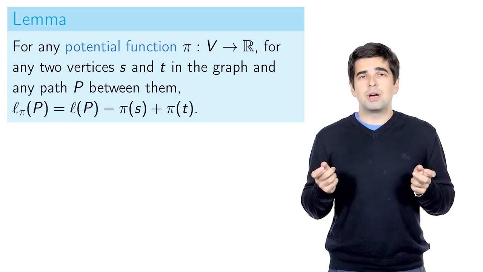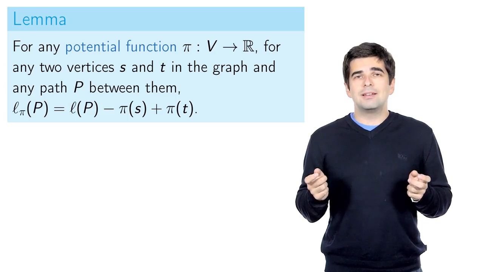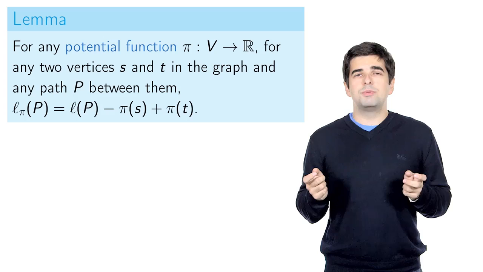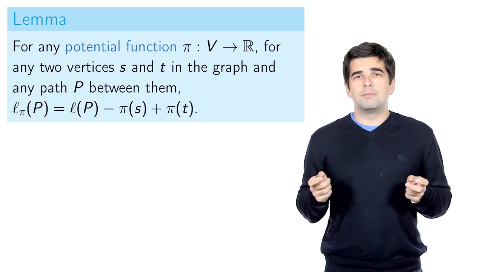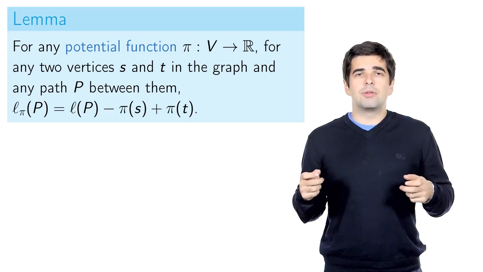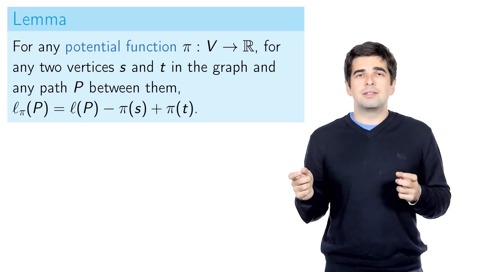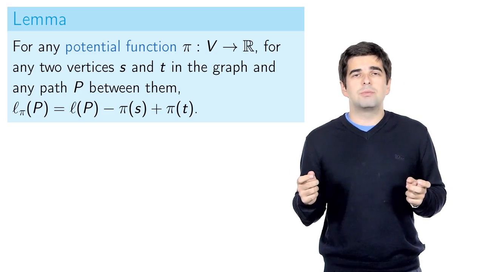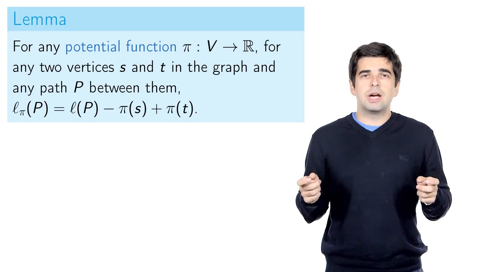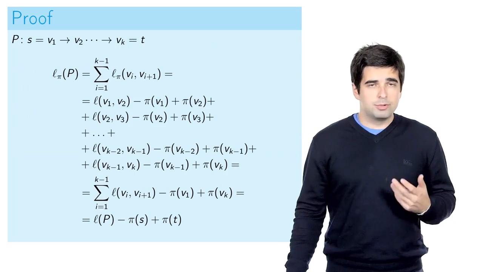And so if some path was the shortest path between s and t, then it will stay the shortest path between s and t in the new graph, because all the paths just add a constant to their length, and so the paths which were shorter than others stay shorter than others. And the same goes vice versa. If the path was shortest in the new graph, it was also shortest in the initial graph. And now let's prove this lemma.